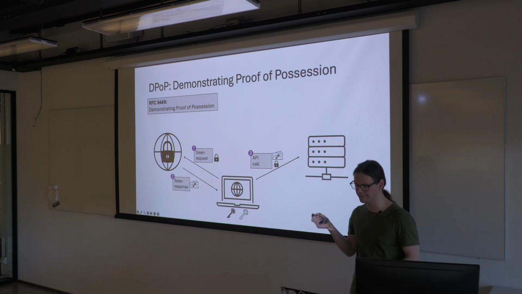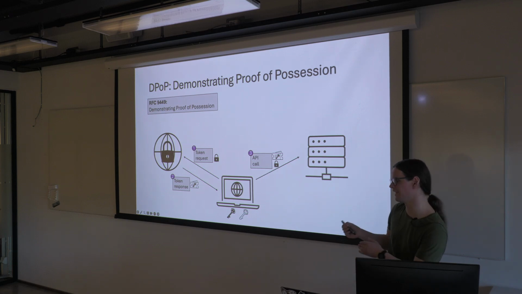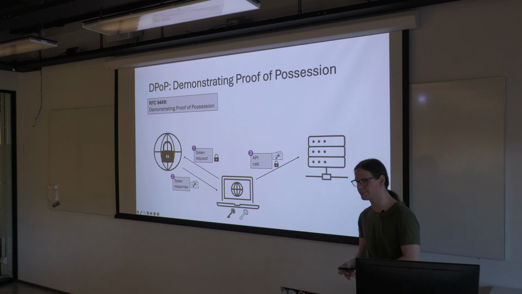The API server validates both the token and the DPoP proof, so it knows that, okay, you have a valid token, and you can also prove that you were the one the token was issued to.